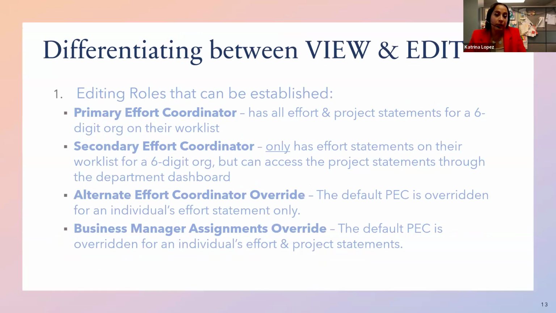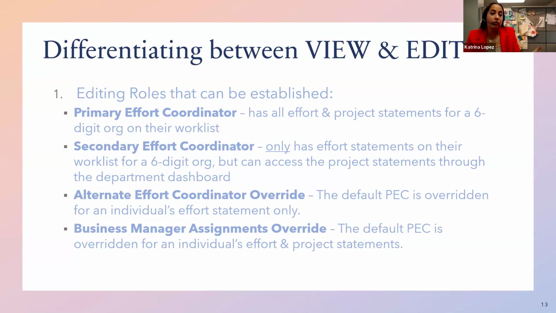It's by 6-digit. And the secondary effort coordinator for a 6-digit org has access to both, but their work list only shows their effort statements and not any of the project statements. However, they can still navigate to the project statements through their department dashboard. They can still access both the effort and the project tabs. The project statements just won't show up on their work list, but they will have editing and view access.